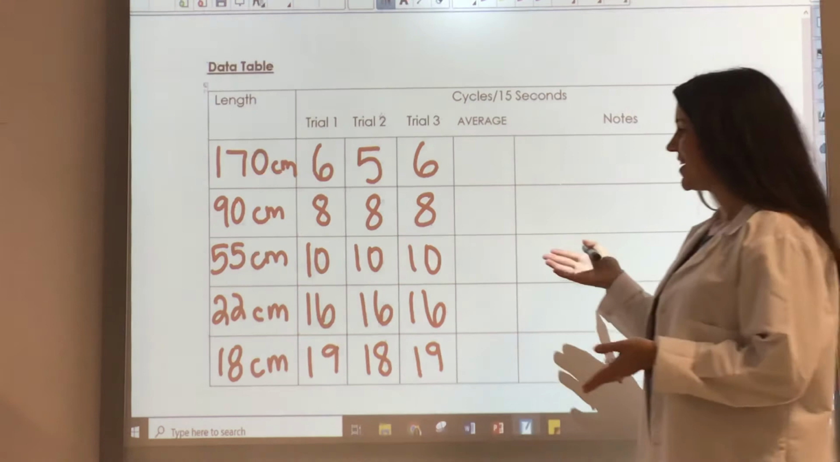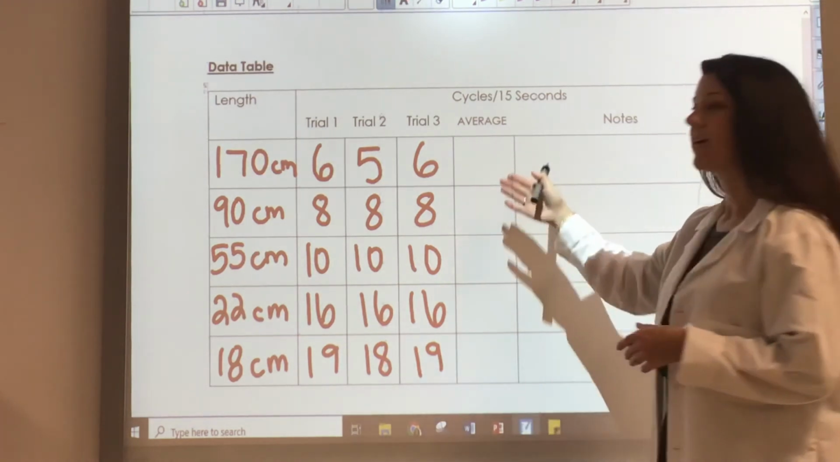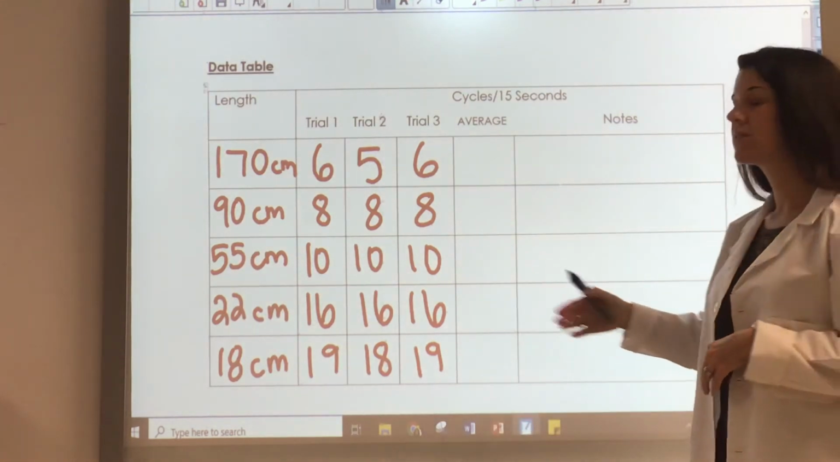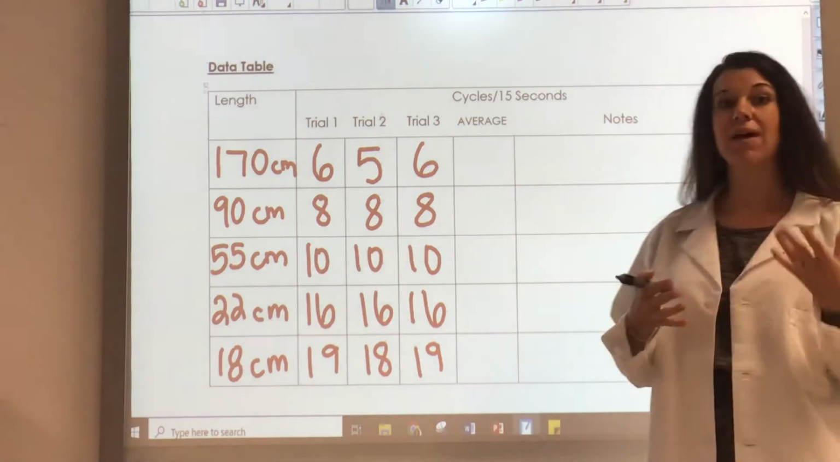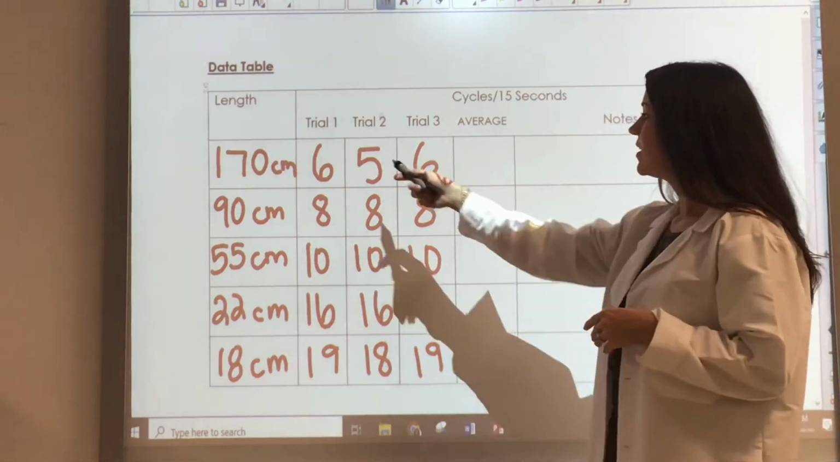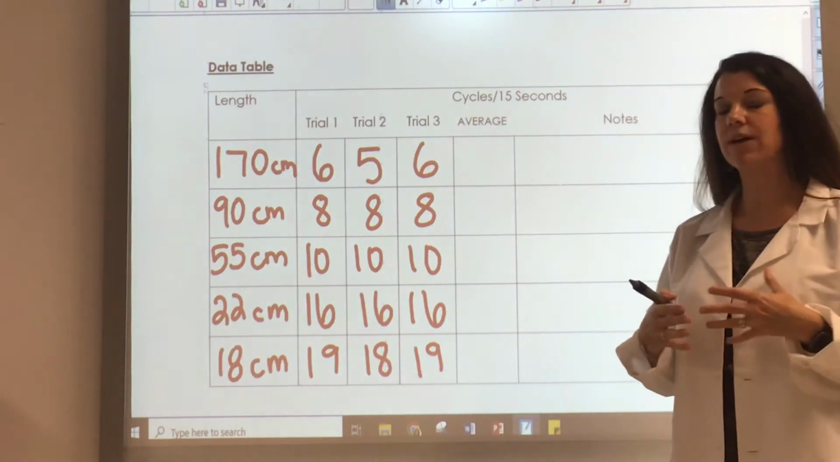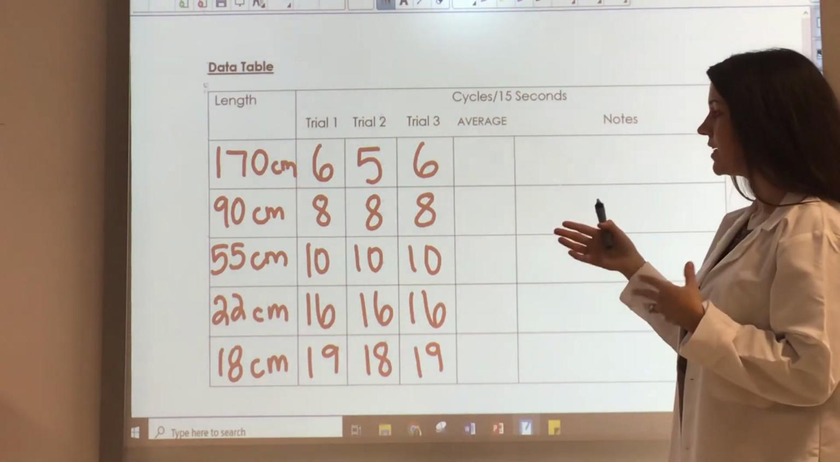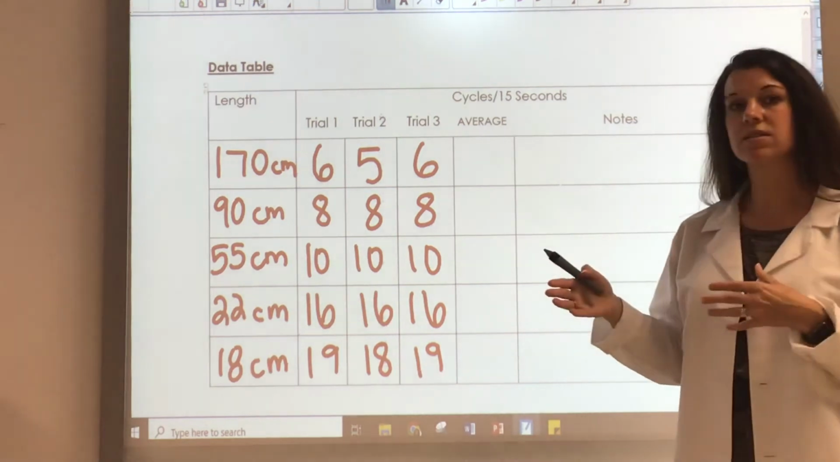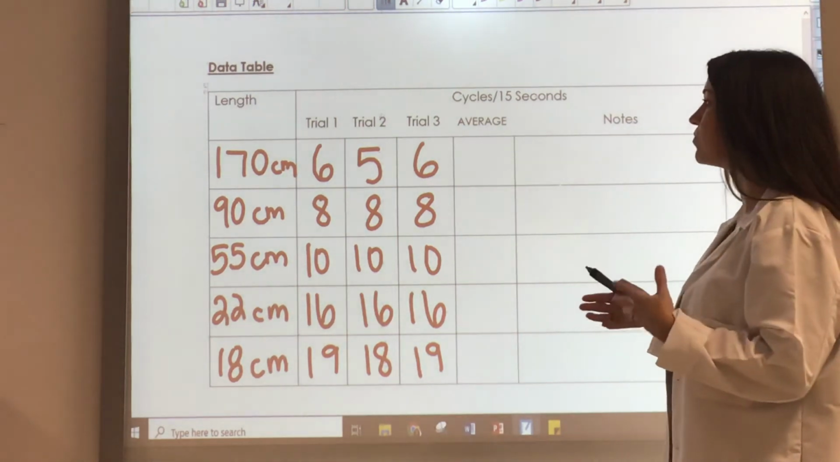Right, now that we have our data, we need to find our averages for our trials. To find average in math class, or mean, we would add these three numbers together and then divide by 3 because we did 3 trials. Lucky for us, our data is pretty consistent, so we can look at which number occurs most often.